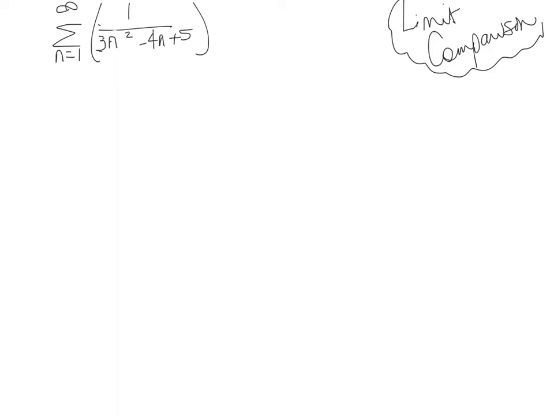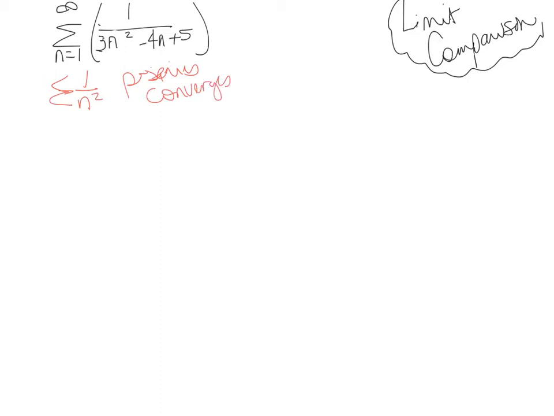When you want to use a limit comparison test, usually you use a geometric series or a p-series to compare it to. In this case, I'm going to use a p-series. I'm going to compare it to 1 over n squared. According to the p-series test, this converges.